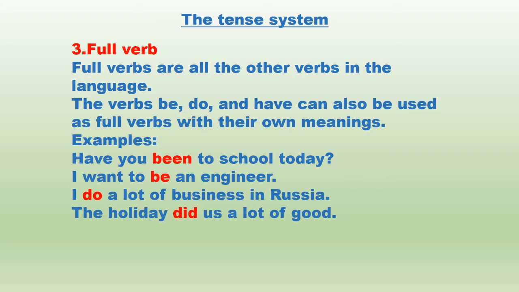I want to be an engineer. Be here is the main verb of the sentence. I do a lot of business in Russia. Do here is the main verb of the sentence. The holiday did us a lot of good. Did here is the main verb of the sentence.